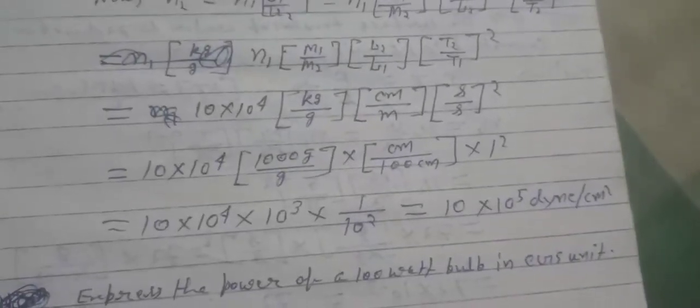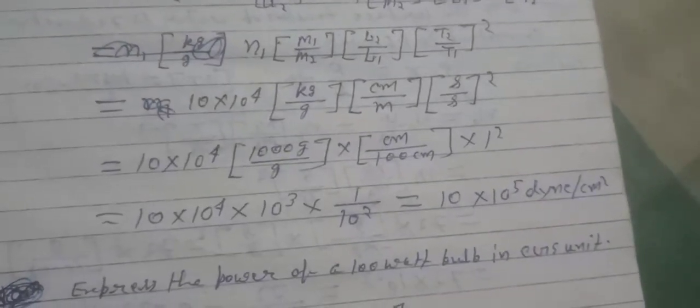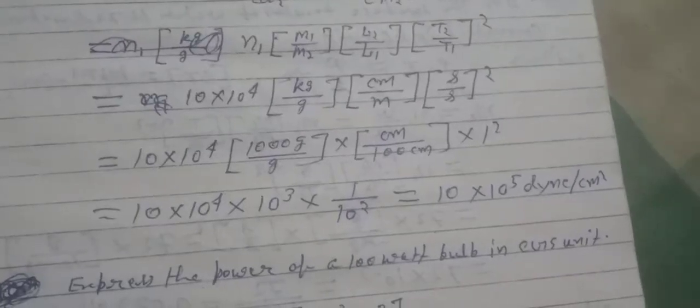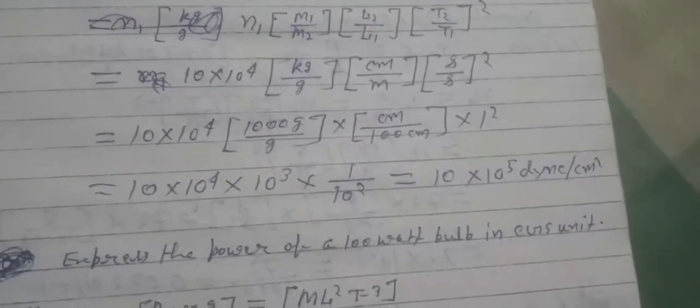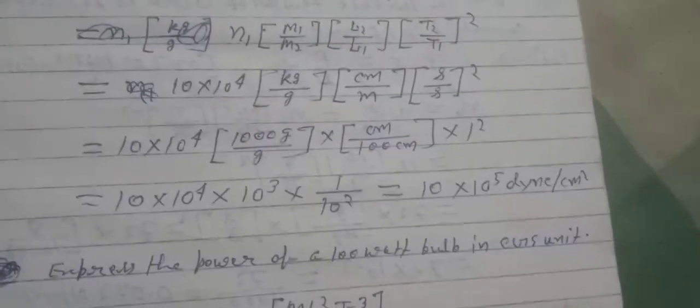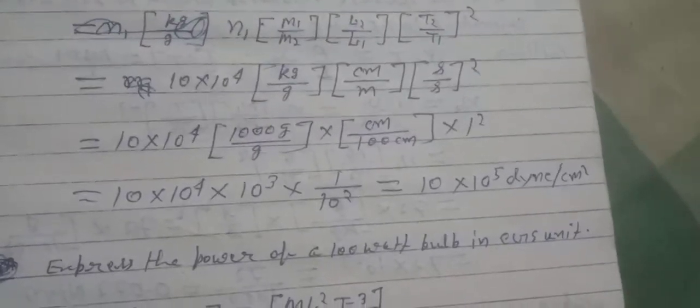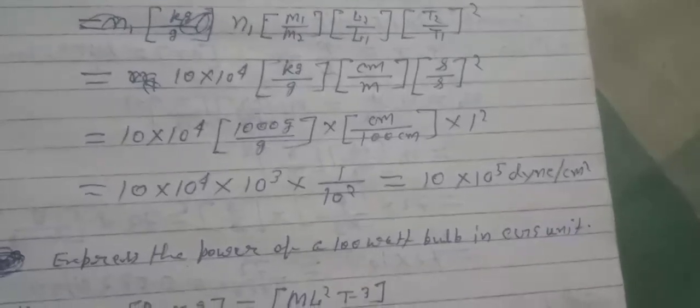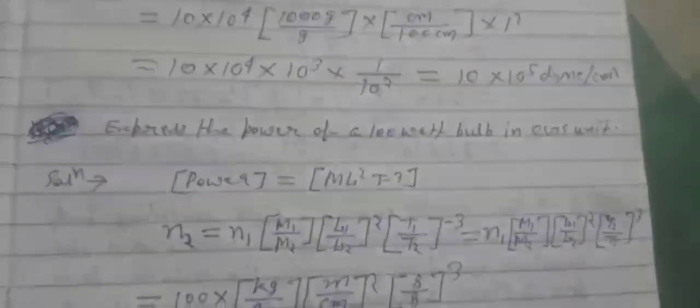10 into 10 to the power 4, kg by gram, cm by meter, second by second. Solving, we get 10 into 10 to the power 5, and the unit is dyne per cm square. So the answer will be 10 into 10 to the power 5 dyne per centimeter square.